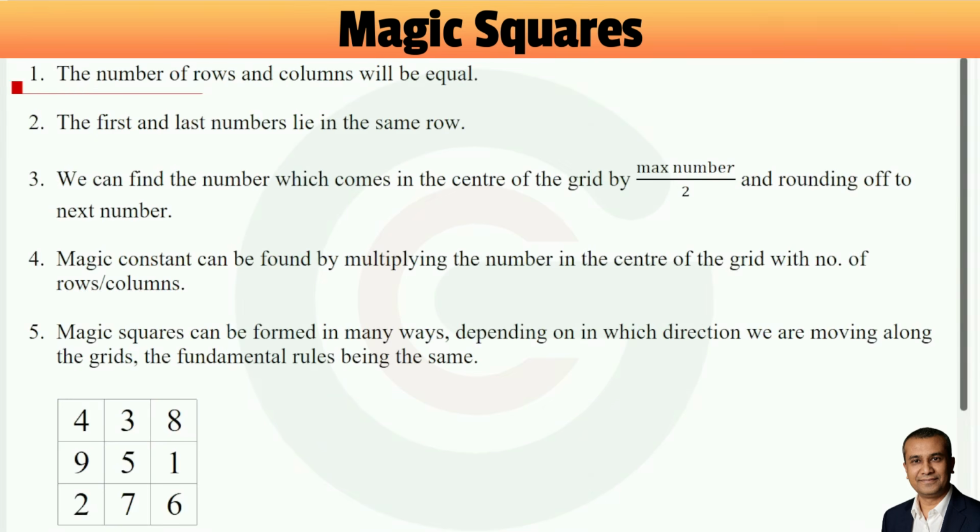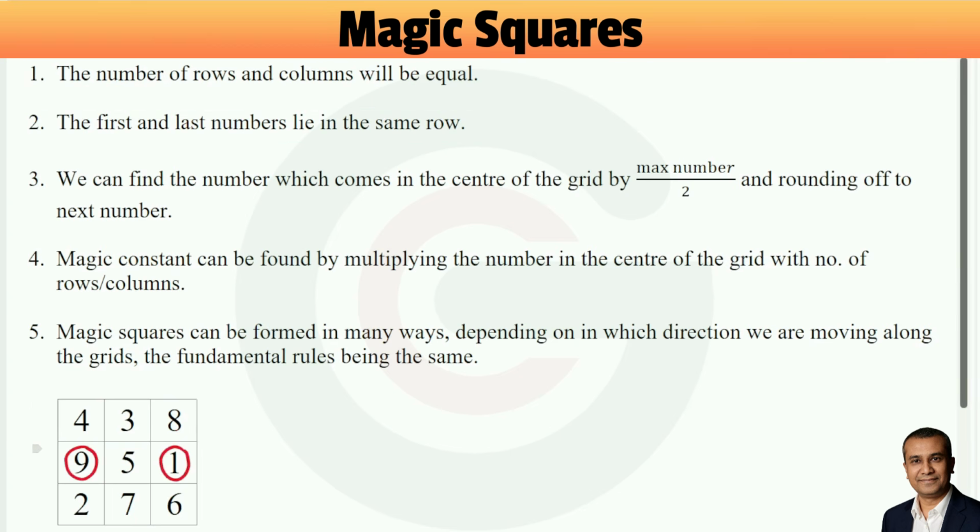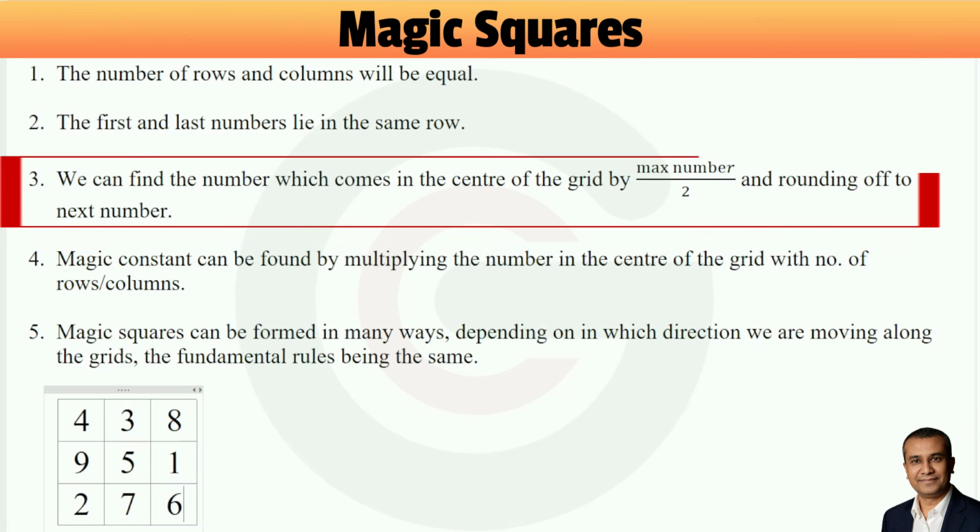So first property, the number of rows and columns will be equal. So it is either 3 by 3, 5 by 5 or 7 by 7, etc. Second, the first and last numbers lie in the same row. Here you can see that the first number is 1 and the last number is 9, which lie in the same row. Third property, we can find the number which comes in the center of the grid by this formula.